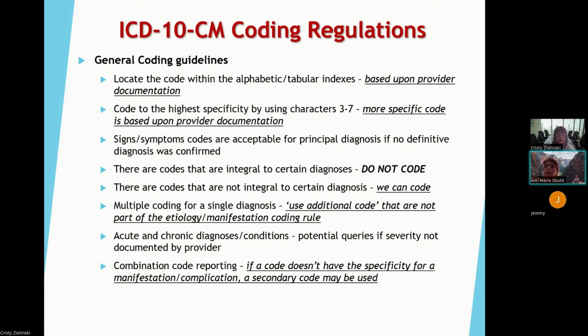Acute and chronic diagnoses or conditions. This is where your potential queries are also available if severity is not documented by the provider. And then your combination code reporting. If a code doesn't have the specificity for a manifestation or complication, a secondary code may be used. So that's one example that comes to mind all the time. Your hypertensive heart disease with acute heart failure. Your secondary diagnosis would be specified as your acute diastolic heart failure, for example. And then say they have CKD with that, then you list your CKD stage or end stage renal disease. So that's where the combination coding comes into place.